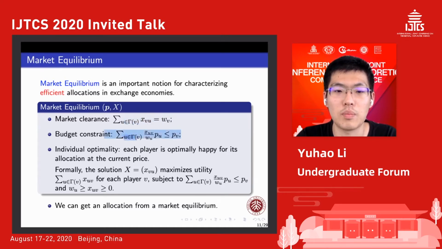The second is the budget constraint. And the third is individual optimality. Each player is optimally happy with its resource allocation at the current price. So we can get an allocation from the market equilibrium.